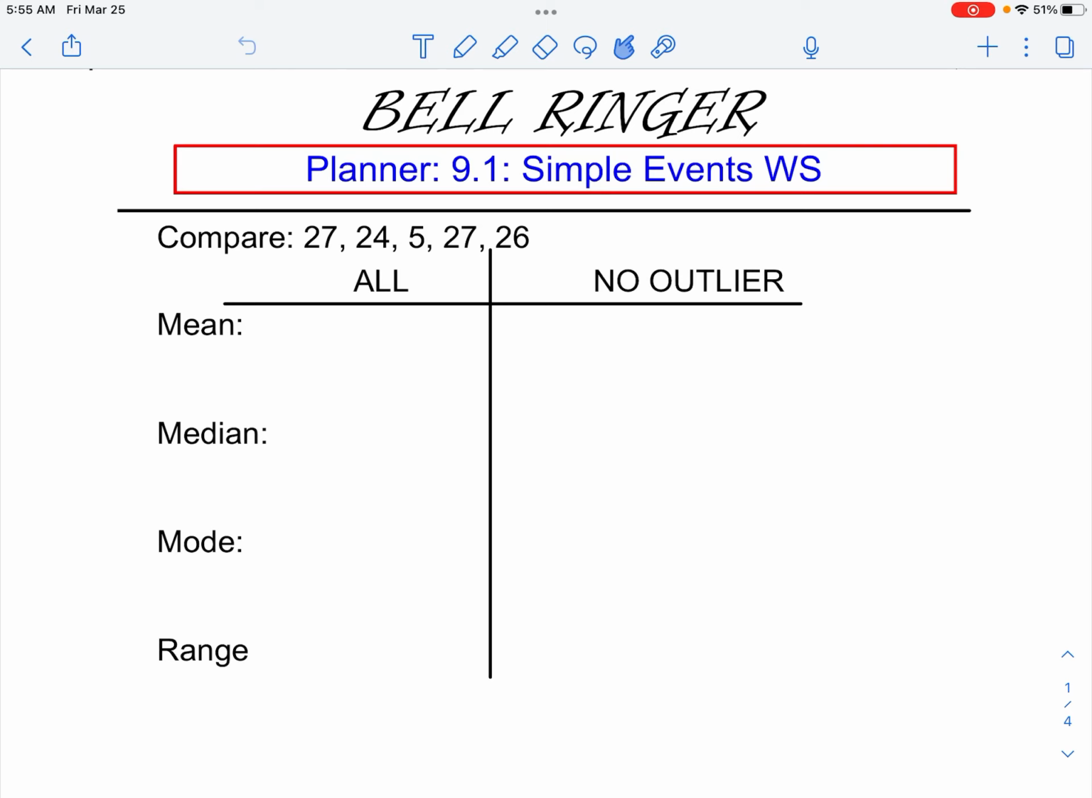So first, take out your bell ringer, and I want you to actually do this problem. I think it'd be good practice from yesterday. So find the mean, median, mode, and range of all the numbers like we did yesterday, and then cross out the outlier and do it again, and then draw your arrows over here. So pause the video until you're done with that, and then press play when you're ready to see the answers.